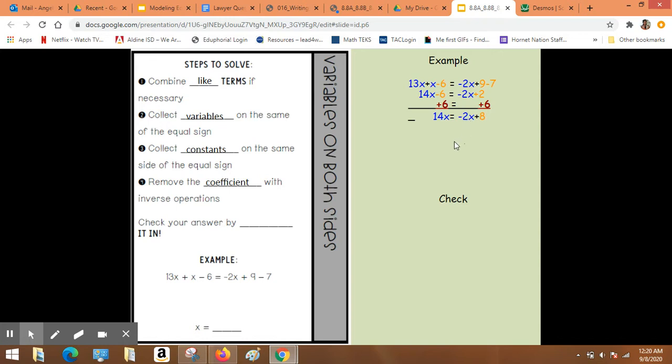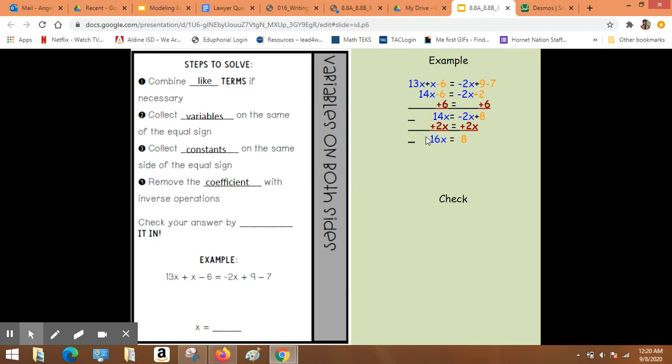Okay, so boom. And what I do to one side, I have to do to the other. So +2 plus 2. So here's my zero pair, and 14 plus 2 gives me 16. And let's not forget our constant, we're going to bring it down. Okay, step number 4, we're going to remove my coefficient with inverse operation.